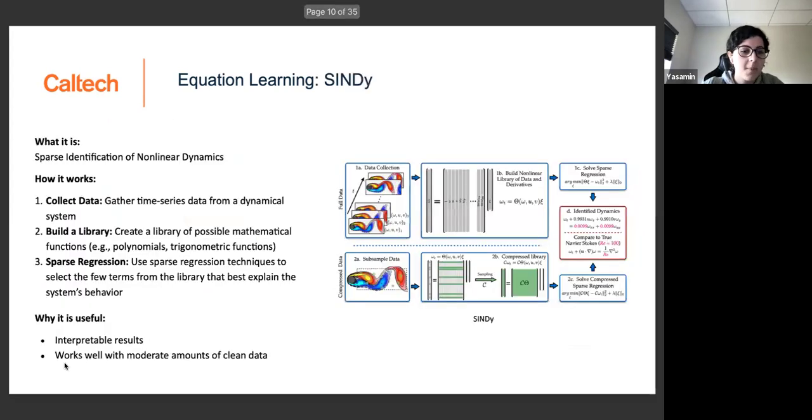SINDy stands for sparse identification of nonlinear dynamics. What they do is gather time series data from a dynamical system, then they have a library of good candidates for the terms that might appear in the equation, and they use sparse regression techniques to just select the best candidate terms that would appear in the equation. And it's useful because it gives you interpretable results, and it also works quite well with a moderate amount of clean data.